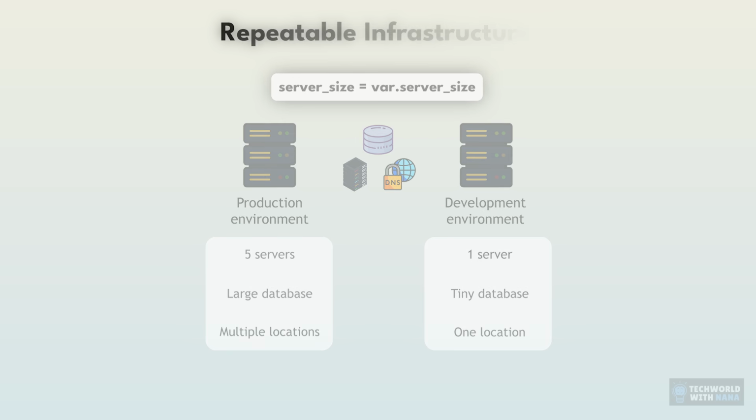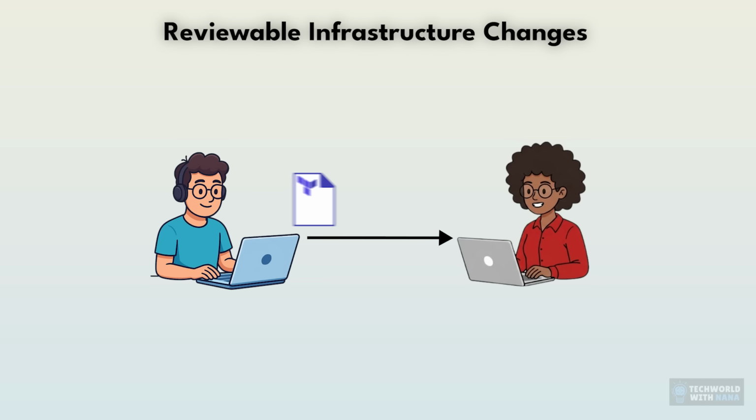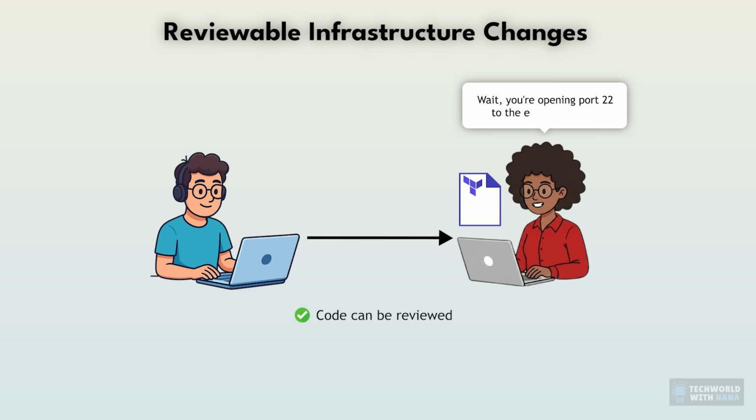Your infrastructure also becomes reviewable, and this is very important. Infrastructure changes go through code review, just like application code, because your entire infrastructure is now written as code. So your teammate can say, wait, you're opening port 22 to the entire internet? That is a security risk. And you can fix these issues before applying the changes.